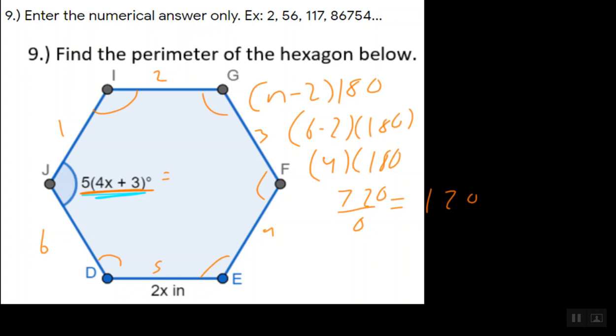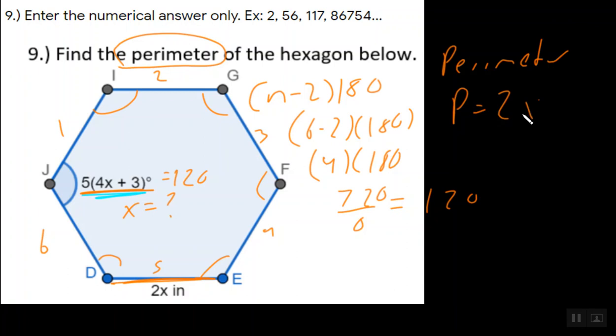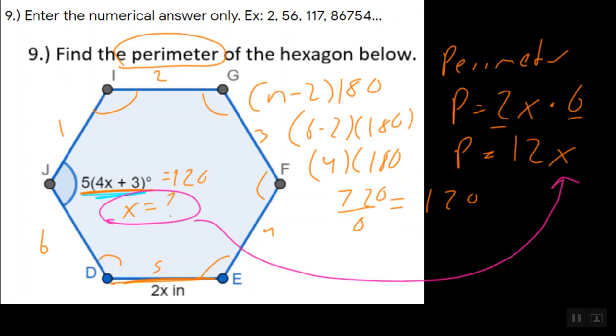If we take 5x plus 3, set it equal to 120, we can find out what x is. Notice though, we need the perimeter. So for the perimeter, each side is a length of 2x, so our perimeter will be 2x times 6, or 2 times 6, which is 12x. Whatever you find for x must then be plugged into 12x, and then you will have your final answer. All right, let's go on to problem number 10.